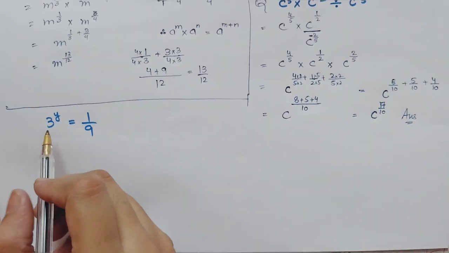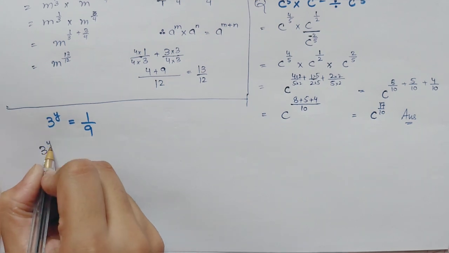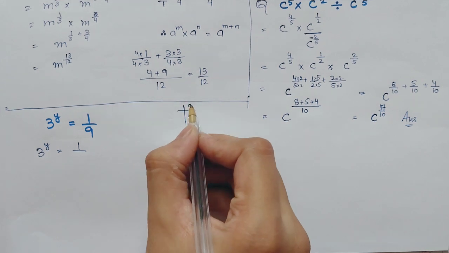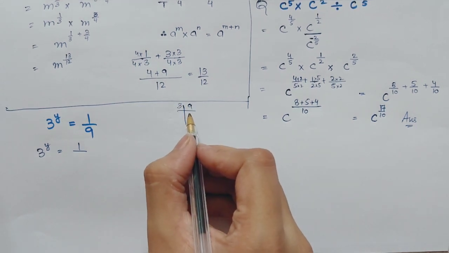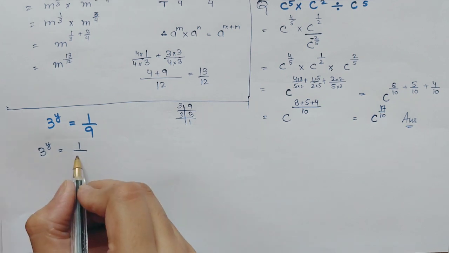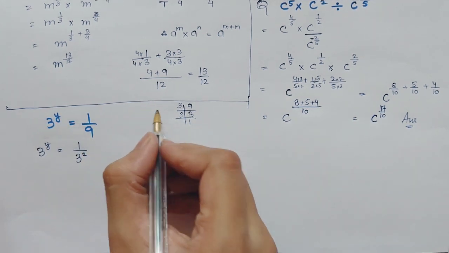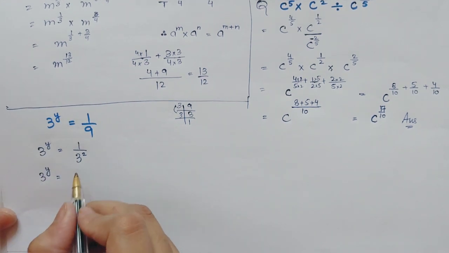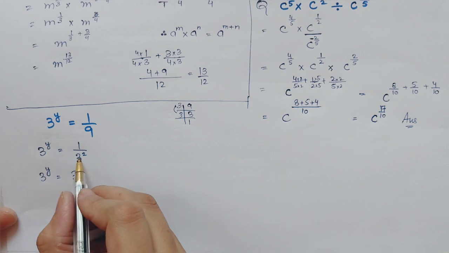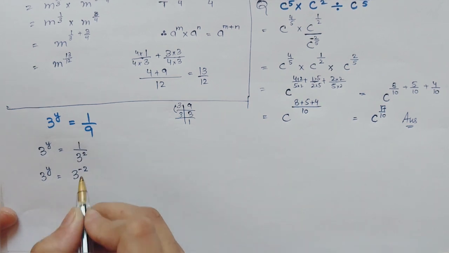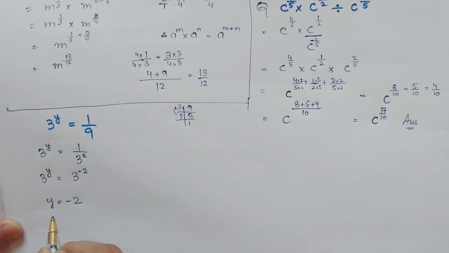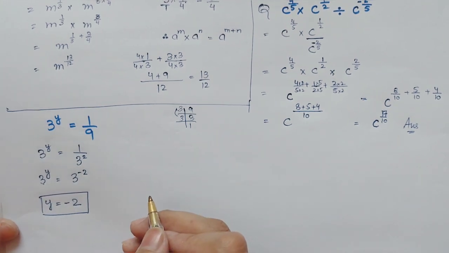This is another question in which we have to find the value of y. 3 power y is equal to 1 over 9. We make the factors of 9. We know 9 is 3 power 2, since 3 threes are 9. So I write 3 power y is equal to 1 over 3 squared. It is in the denominator; if we make it in the numerator, I have to write the power minus 2. Next, what will I have to do? You know, when bases are equal, powers are also equal. So y is equal to minus 2. By comparison, we find the value of y.